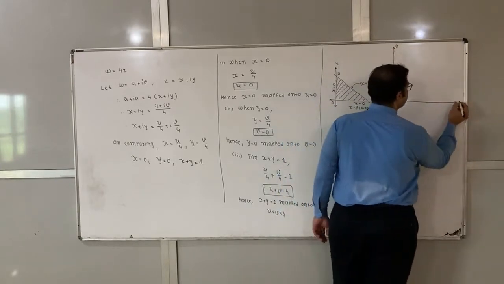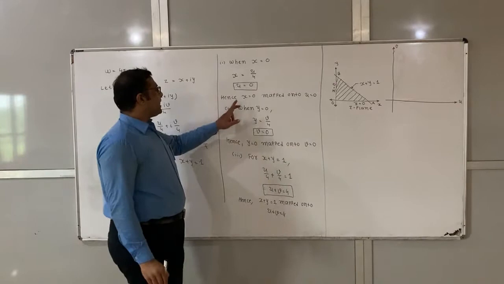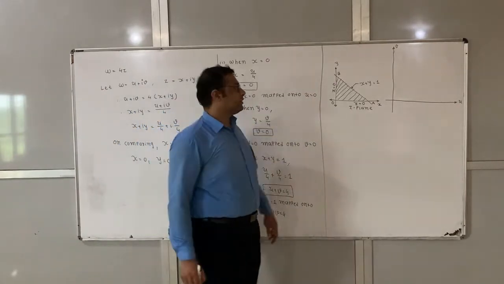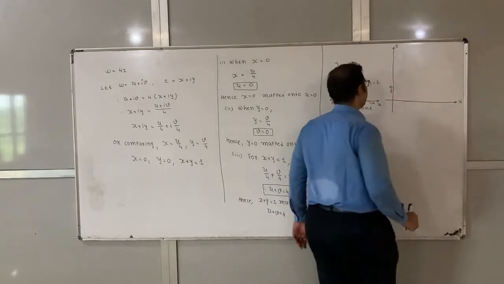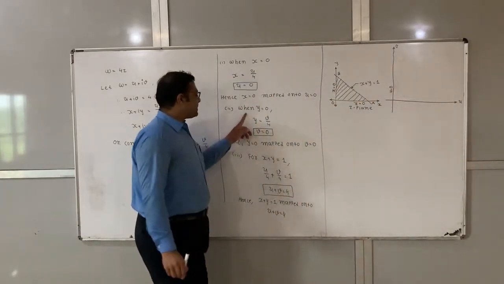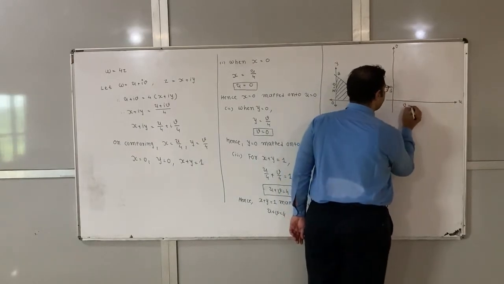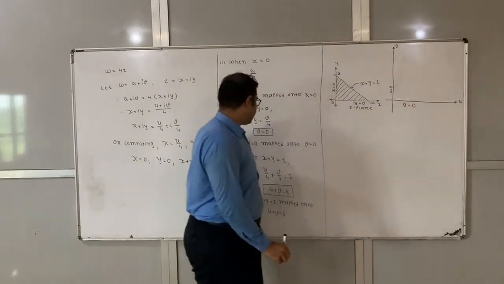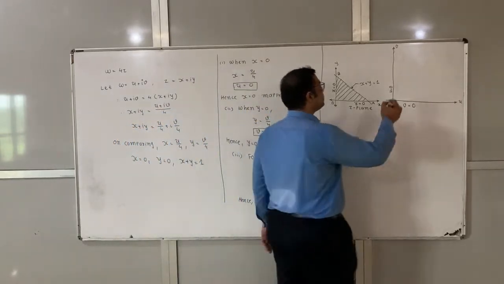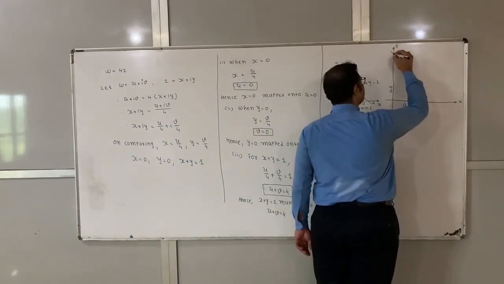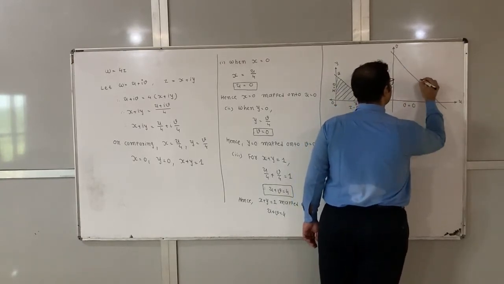This is the vertical axis V, this is the horizontal axis U. Now, the image of x is equal to 0 is u is equal to 0. So, this is the u is equal to 0 line. The image of y is equal to 0 is v is equal to 0. So, this is the v is equal to 0 line. And the image of x plus y is equal to 1 is u plus v is equal to 4. This is the line.